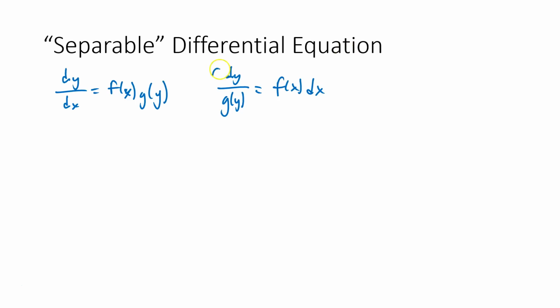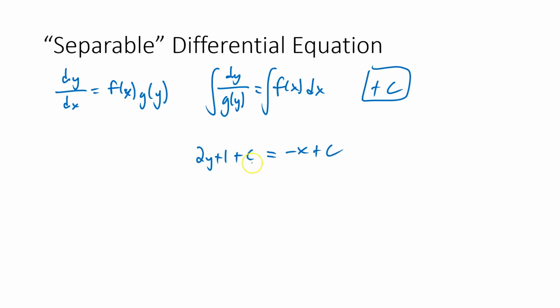And then I could integrate both sides, and you would have to remember a plus c on one side, because you get a plus c on both sides. But let's say that you solve this somehow and you end up with 2y plus 1 plus c is equal to negative x plus c, something like that. The constants are different, so I should probably label them. But if I move the c to the other side, I would have c2 minus c1, which is just another constant. So usually we just do the y without a c, and then we do the x side plus c, something like that.